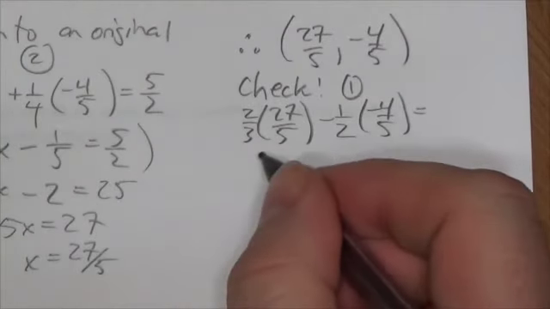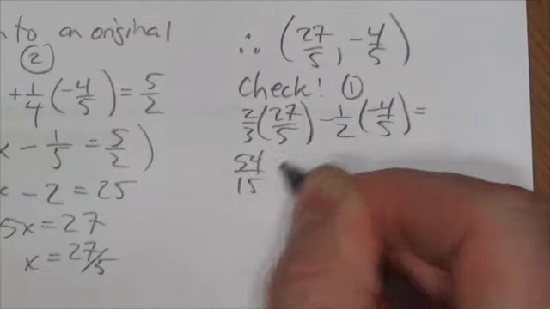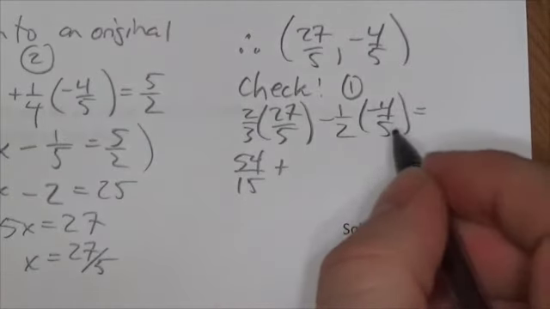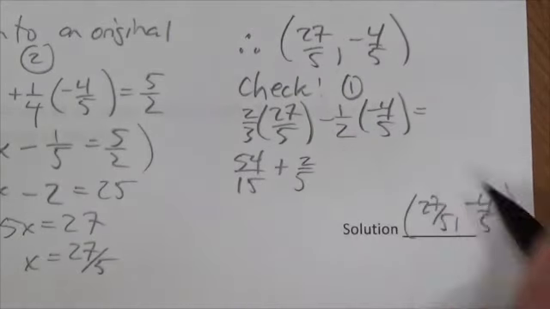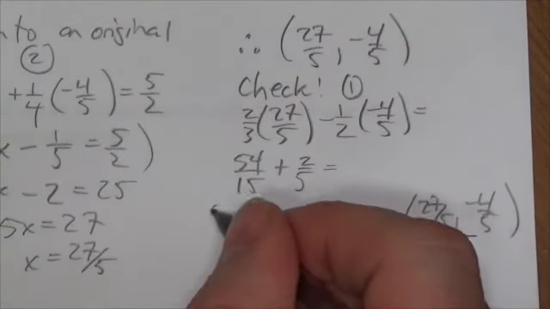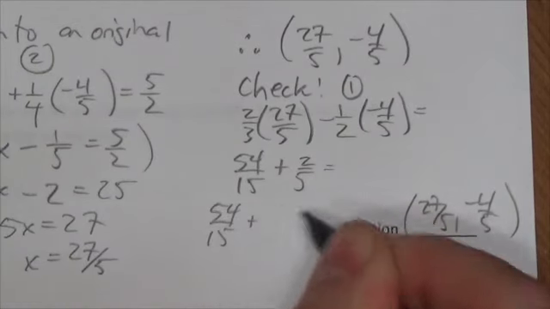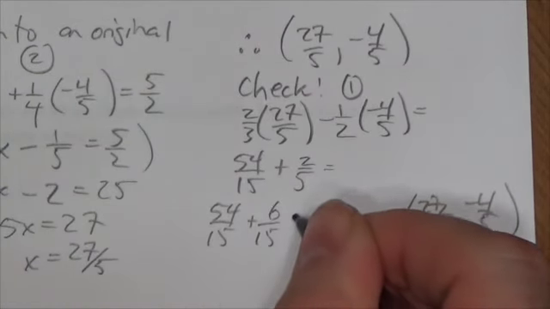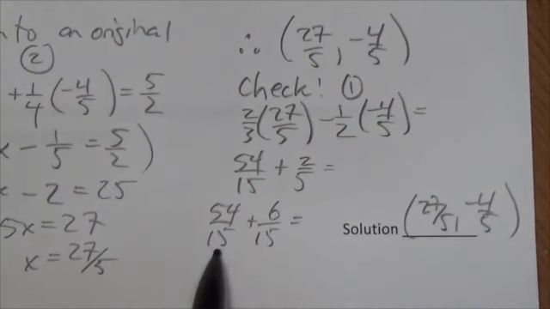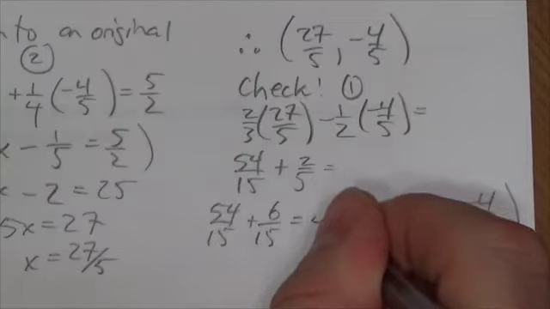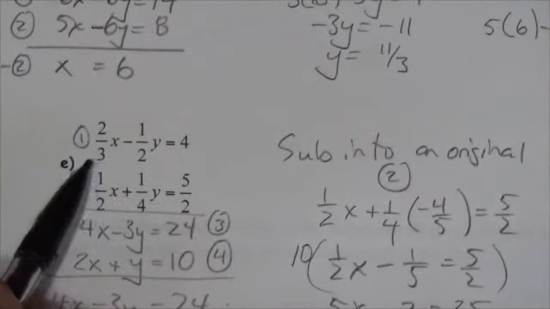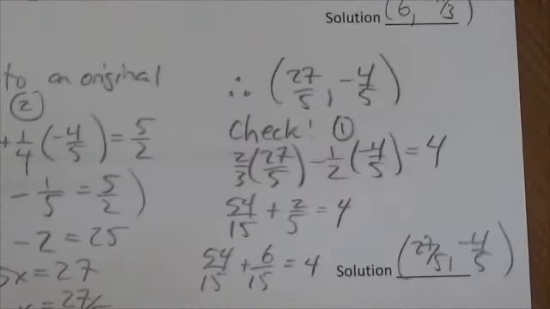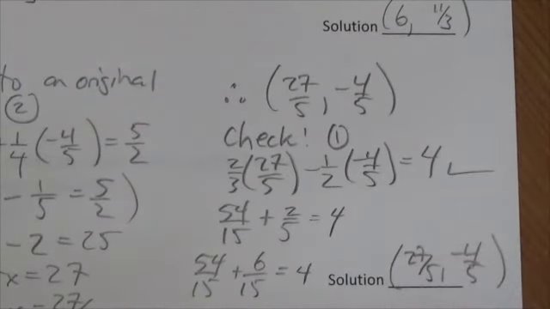So this is going to be 54/15 plus, oh, okay, this is going to cancel, plus 2/5 is equal to, okay, well, the common denominator here is going to be 15, so this will be 6/15. And 54/15 plus 6/15 is going to be 60/15, which is just 4. And if you look back to equation 1, that's actually what I wanted. So yeah, that worked. That is my solution. There you go.